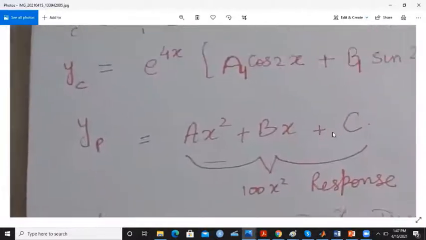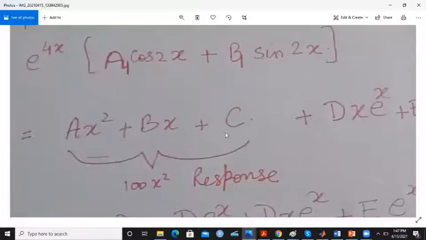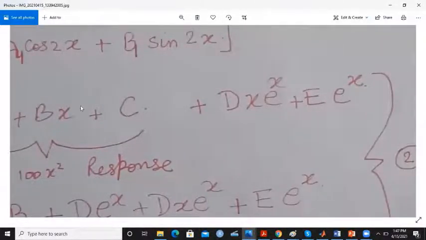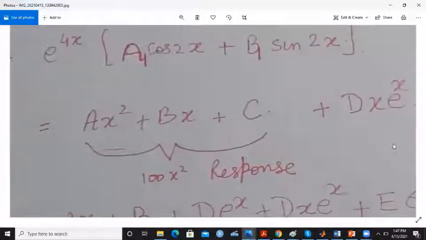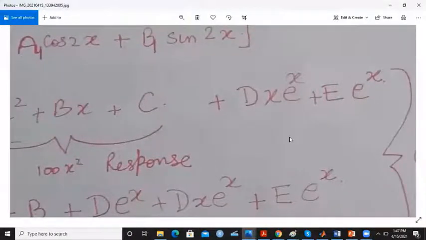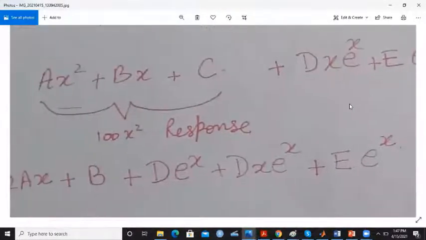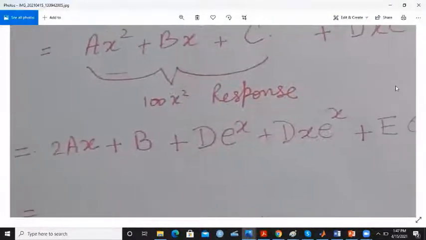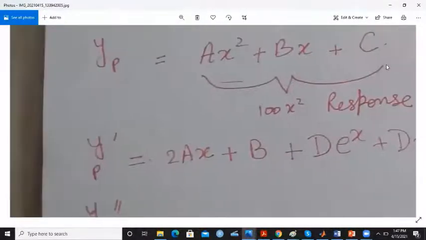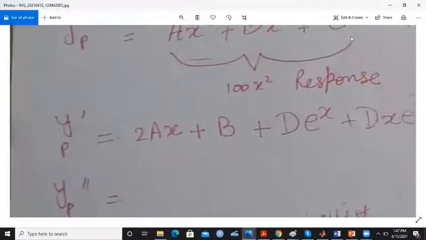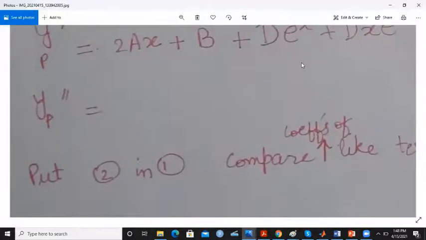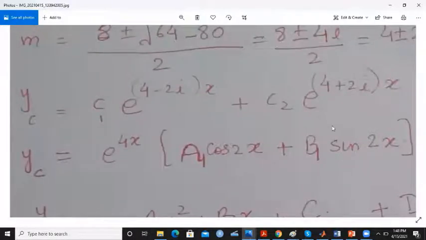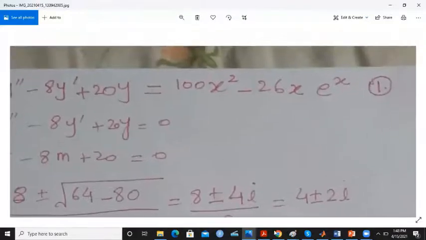So my yp is ax squared plus bx plus c, which you can also call yp1, this is the first part, plus (dx plus e) times e^x. I have opened the bracket and written it like this: ax squared plus bx plus c plus dxe^x plus e^x. Okay, now this is yp. The next step is to find yp's first derivative, then yp's second derivative, then substitute into equation 1. Where is my equation 1? Let me show you. Here is equation number 1.